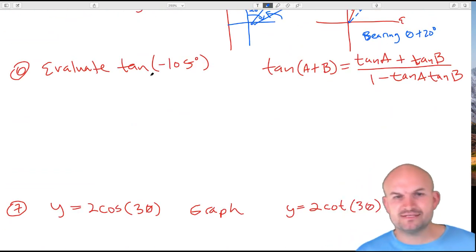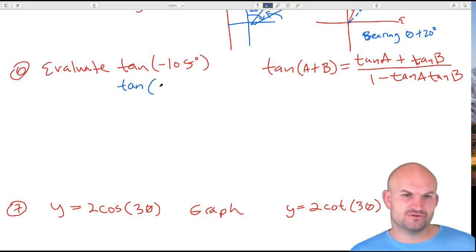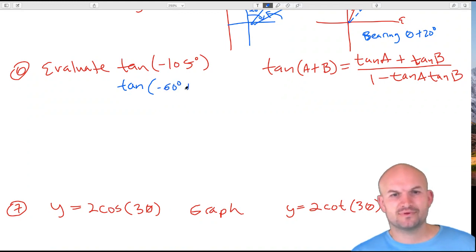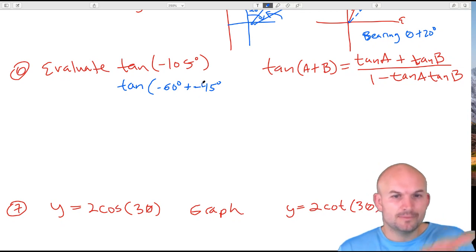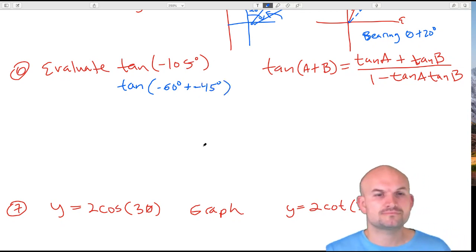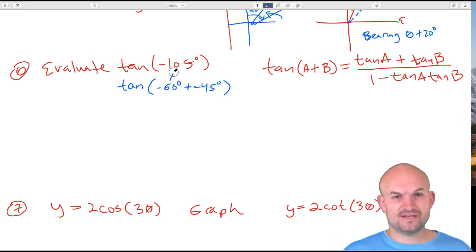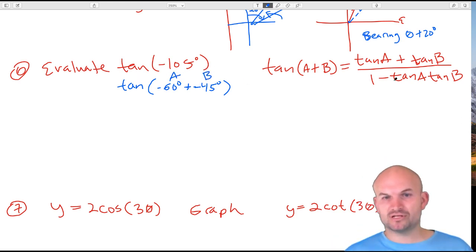So evaluate. Basically we're just looking for our two angles that we can add here. Well, that's going to be the tangent of negative 60 degrees plus negative 45 degrees. It doesn't matter which angle you use first, but you can see that adding negative 60 degrees plus negative 45 degrees gives me negative 105 degrees. So now we're just going to call this A and this B and then plug them in.